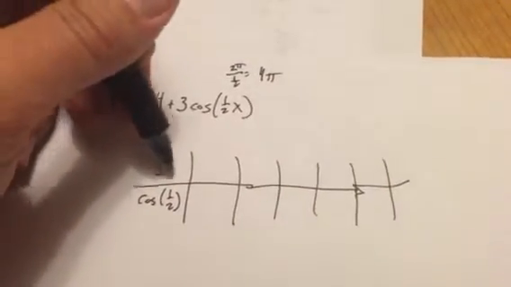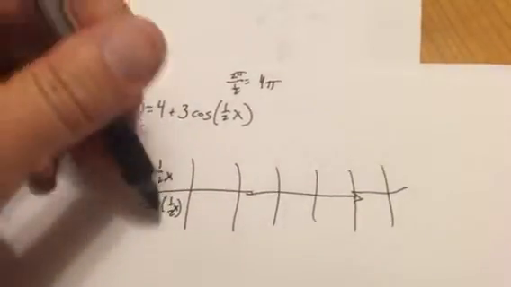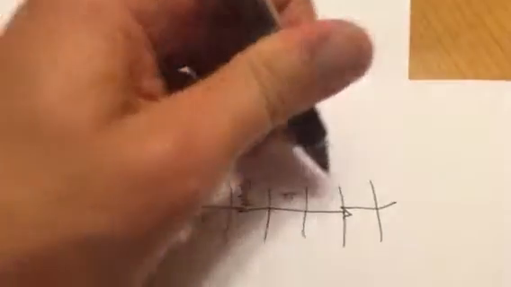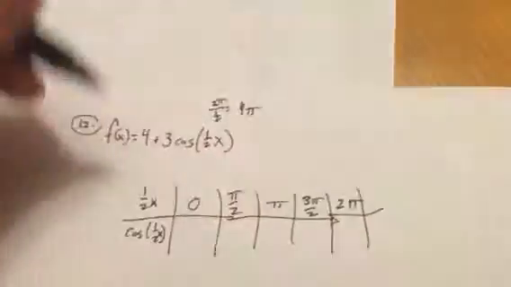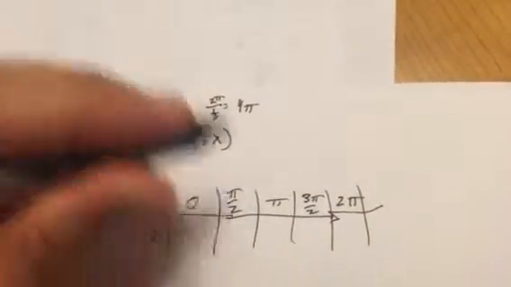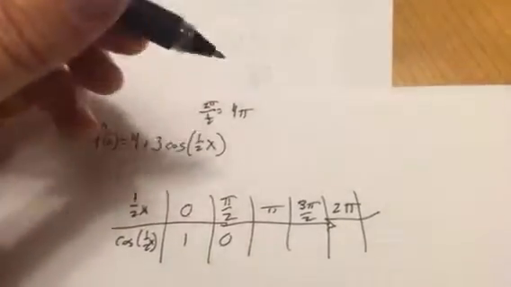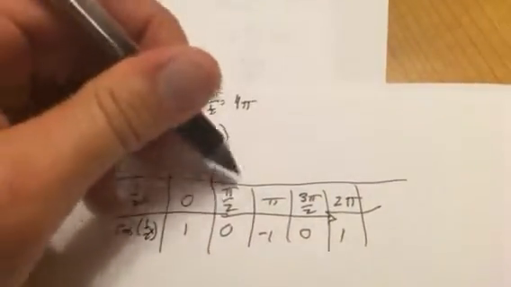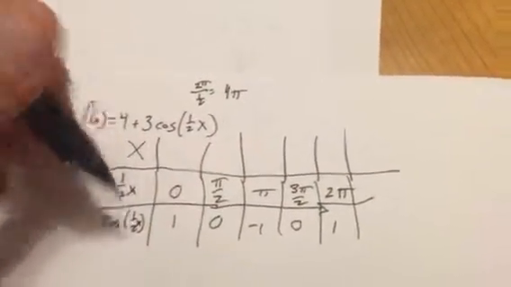So 1/2 x, if my inputs into cosine end up being 0, pi over 2, pi, 3 pi over 2, 2 pi, then my outputs for cosine, I know cosine starts at 1. Think about it on the unit circle. 1, 0, -1, 0, 1. So now, let's go back a piece and figure out what x values will give us 1/2 x to input into cosine.